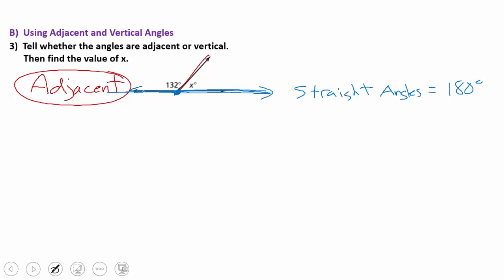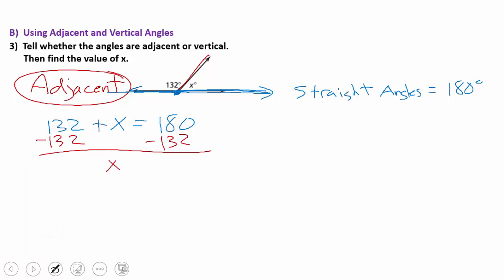Knowing that, I can take these two adjacent angles, 132, and I can add the other one, and I know that those two adjacent angles form a straight angle that is equal to 180 degrees. Now I can solve this equation by subtracting the 132 from both sides, and I get that the value of x is 48 degrees. Okay? Very easy done. So, something to remember, straight angles are 180 degrees.